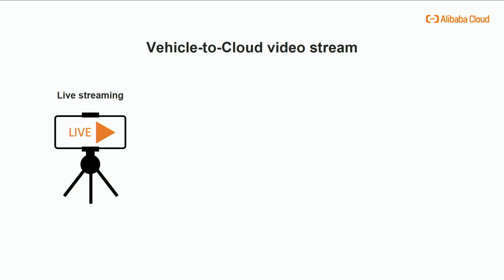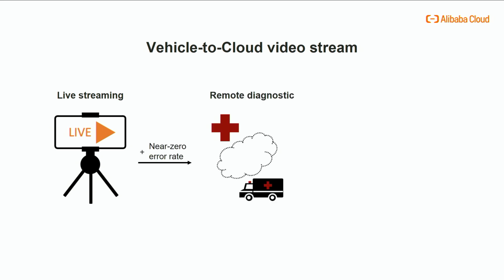Okay, so our subject, vehicle-to-cloud video streaming. Where can we find it, and what characteristics does it have? The most common case is live streaming, where users upload a high-resolution video in real time. Like other video streaming applications, this requires a network to have low latency and high bandwidth.